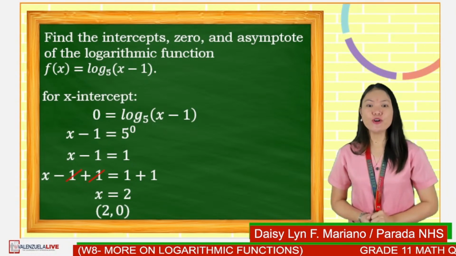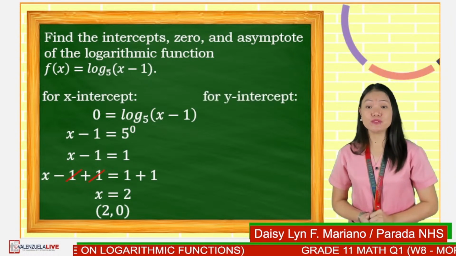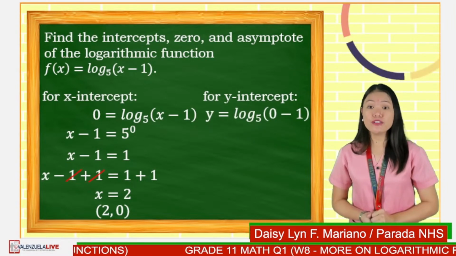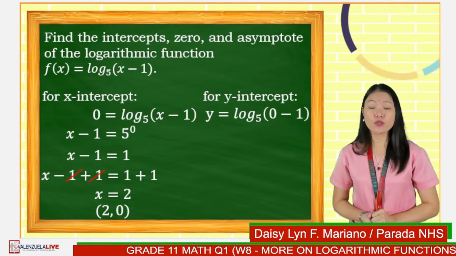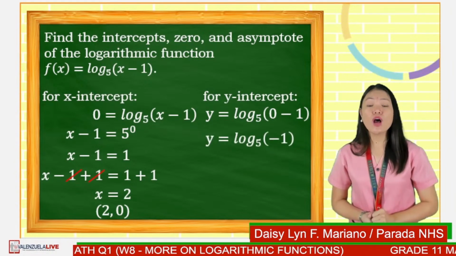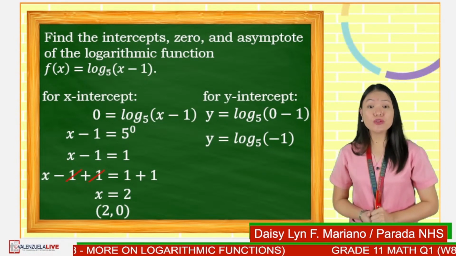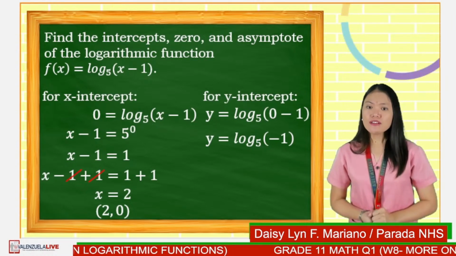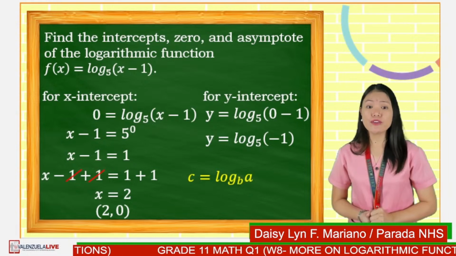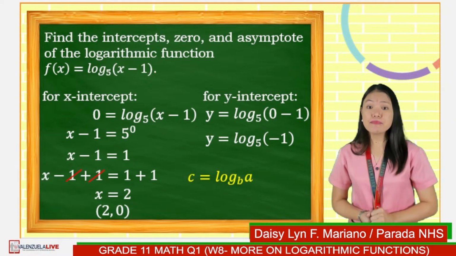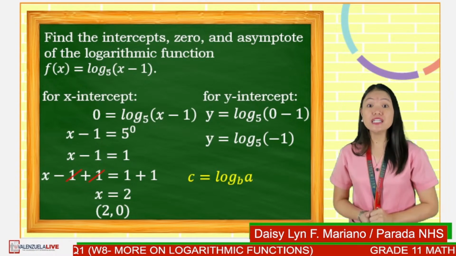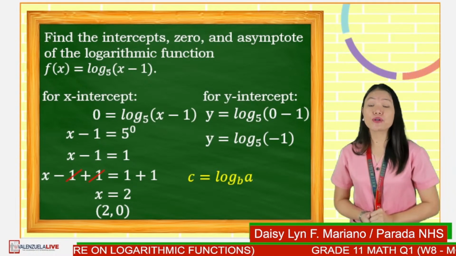Again, solving for the y-intercept, we set x to 0 and solve for y. That is, y = log base 5 of (0 - 1). This is equivalent to y = log base 5 of -1. Recall that a logarithm is defined by c = log base b of a, where a and b are positive real numbers, such that b is not equal to 1 and c is any real number.